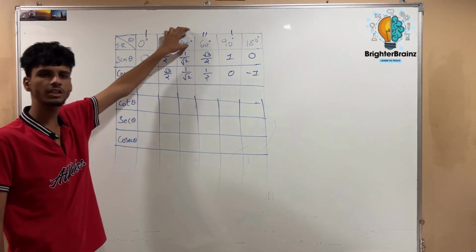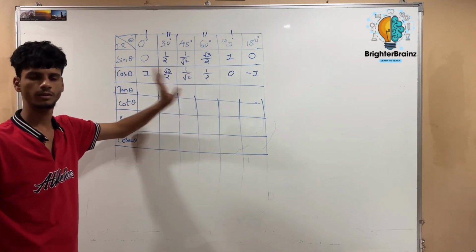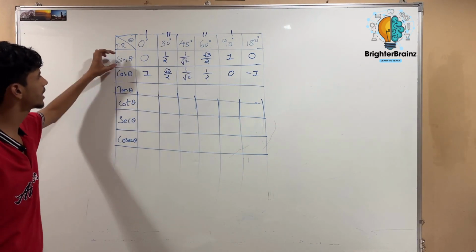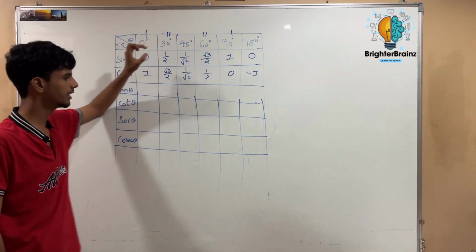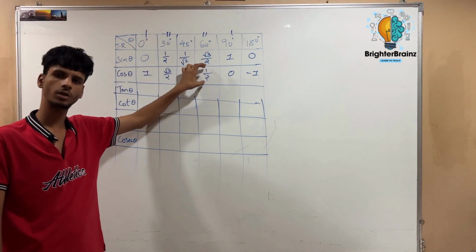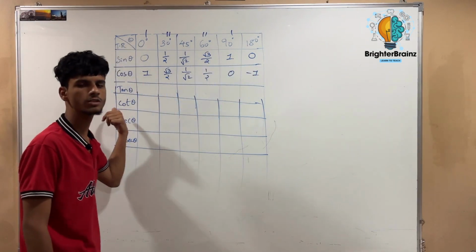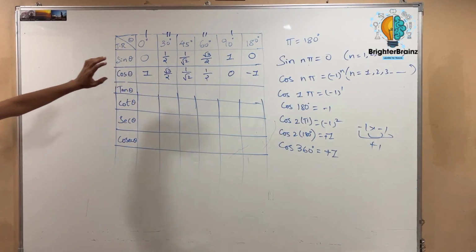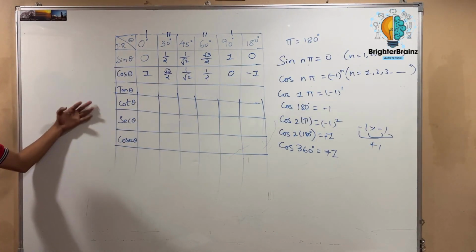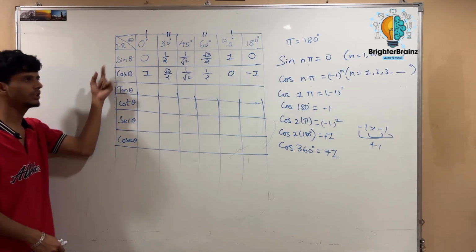45 degrees will be the same for both sin and cos. So sin 45 becomes 1/root 2 and cos 45 becomes 1/root 2. Next, sin 180 becomes 0 and cos 180 becomes -1. Now let us discuss the other 4 trigonometric ratio values. Sin and cos are done.